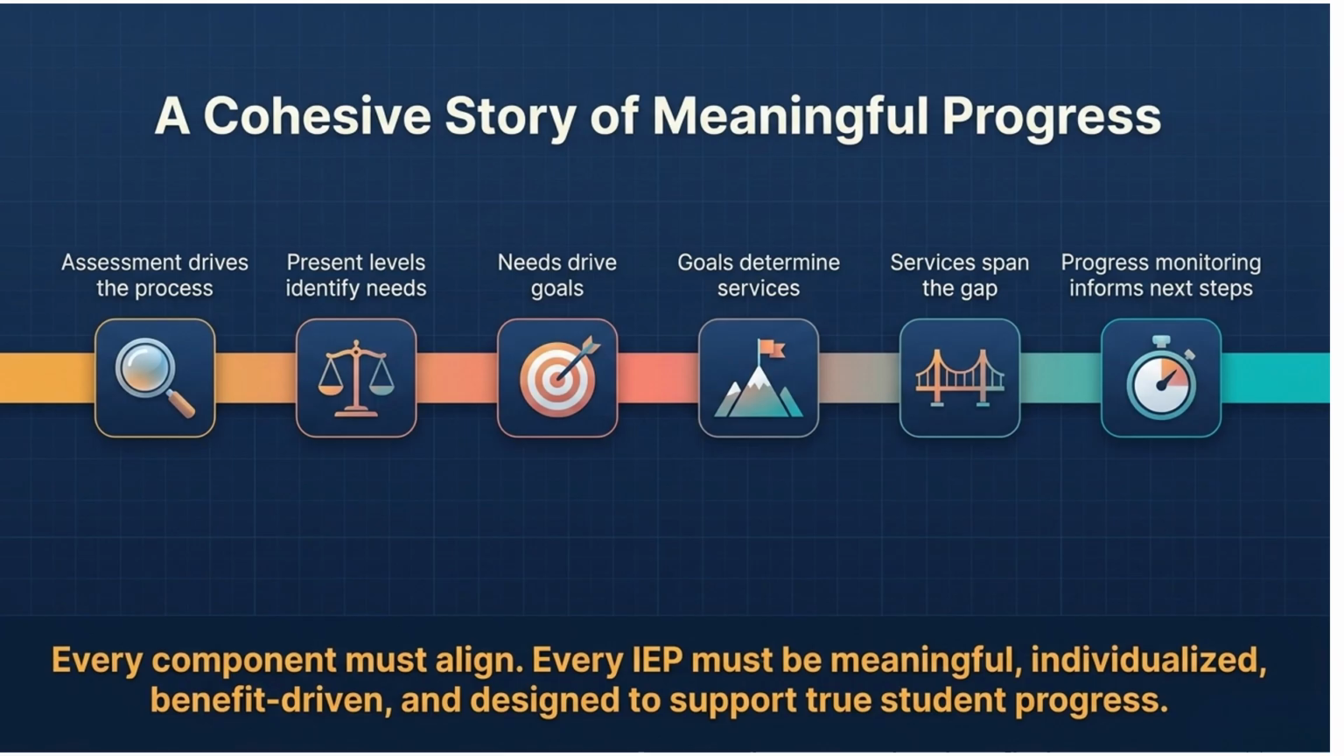As we conclude, remember that every component of the IEP must connect to the next. Assessment drives present levels. Present levels identify needs. Needs drive goals. Goals determine services. Services support progress. Progress monitoring informs future decisions. When these components align, the IEP becomes a cohesive story of meaningful educational benefit for the student.